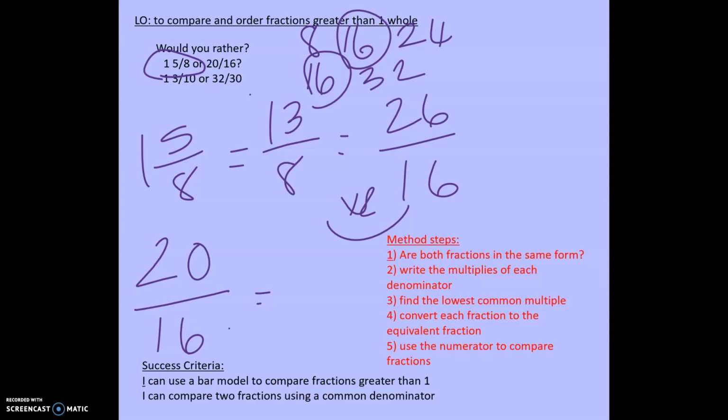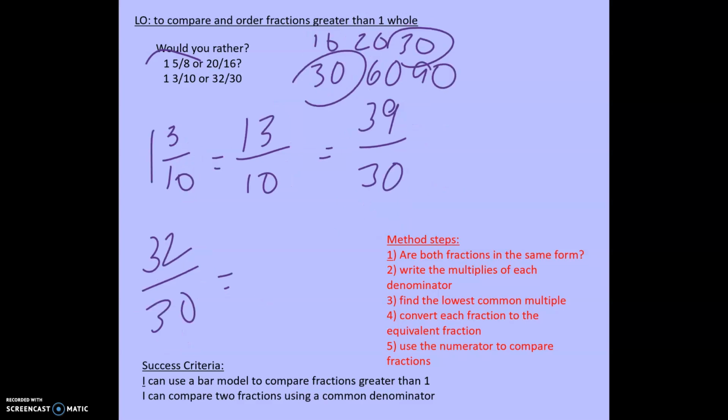I'm sure you'll agree 26 is bigger than 20, so I would rather have 1 5/8, because that would be the biggest chunk. Go and see if you can do the next question, which is 1 3/10 or 32/30, converting them both into improper fractions and then doing the same thing to compare. If you come back, I'll show you the answers.